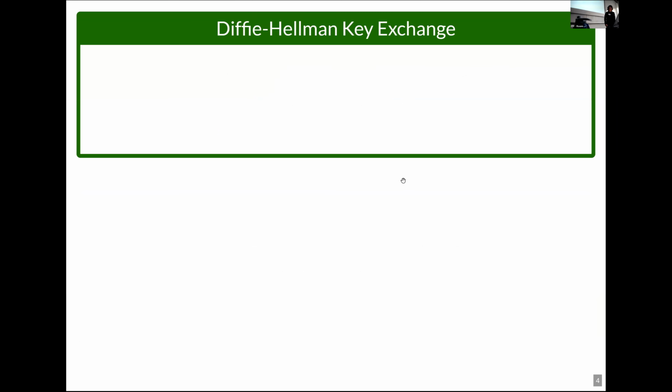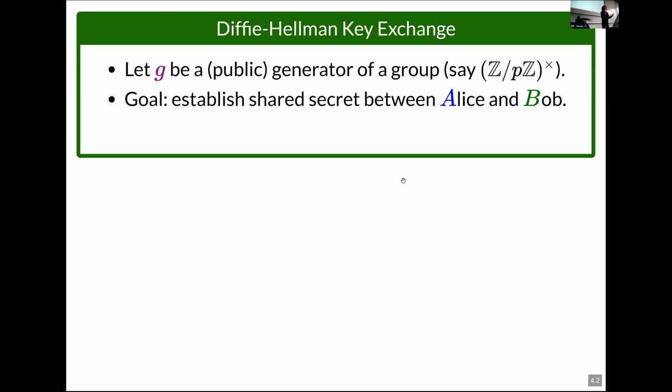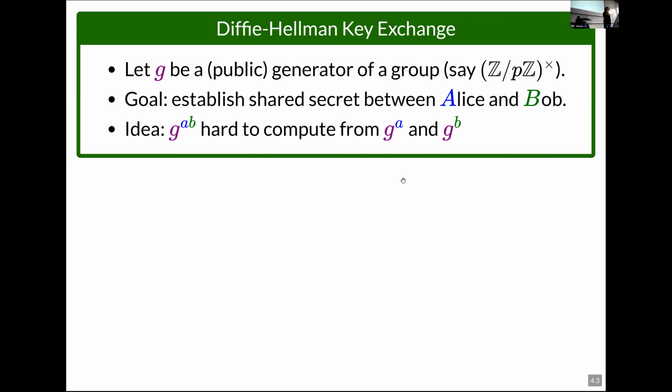Okay, so Diffie-Hellman key exchange. Suppose we have a public generator G of some group, and generally we're going to be working in the Z mod pZ multiplicative group. The goal is to establish a shared key between two parties, Alice and Bob. We want to establish a shared secret. And the idea is that G to the AB is hard to compute, even if you know G to the A and G to the B separately.